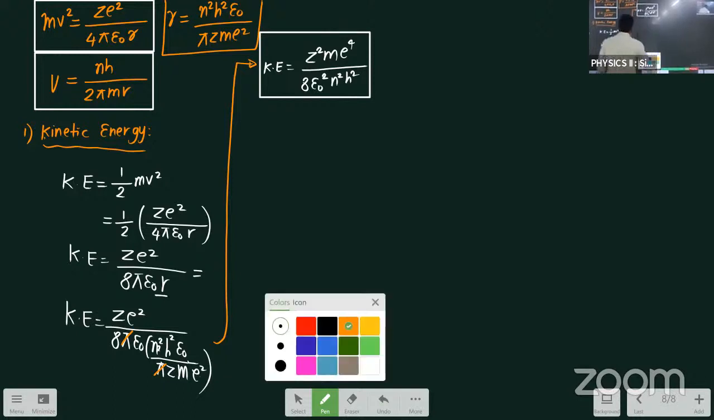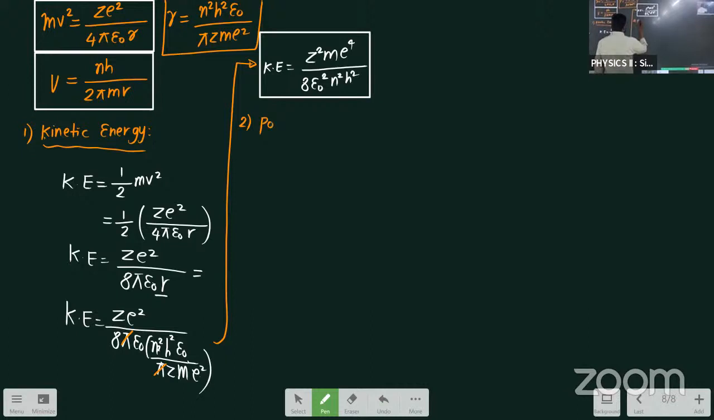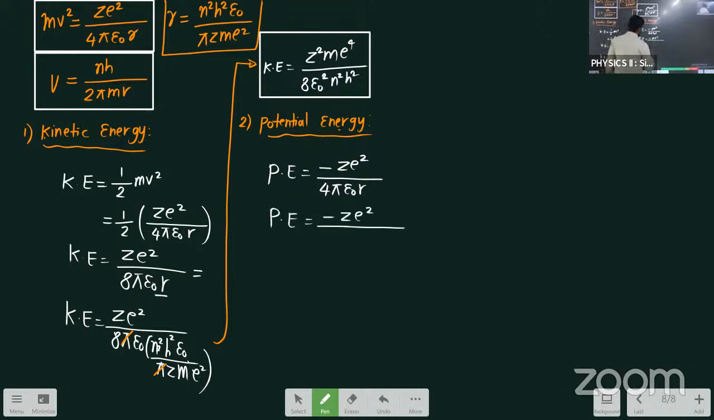Similarly, we can obtain the expression for potential energy. I'm writing the expression directly. Potential energy PE is equal to minus Ze square divided by 4 pi epsilon naught R. If I substitute the value of R here also, potential energy is equal to minus Ze square divided by 4 pi epsilon naught, and the value of R is n square h square epsilon naught divided by pi Zm e square.